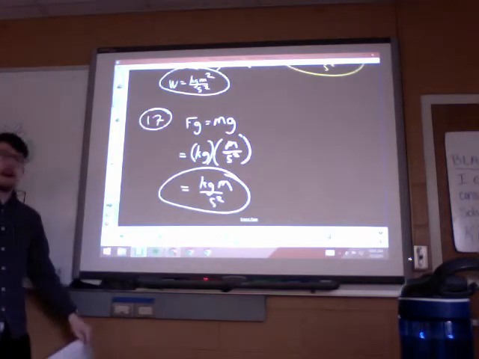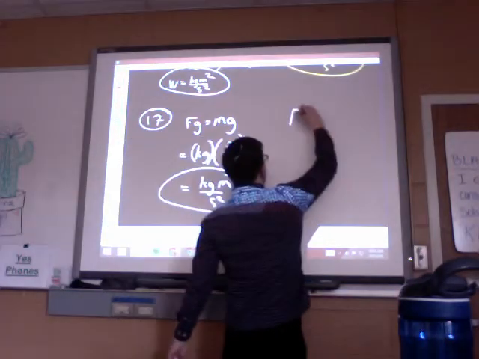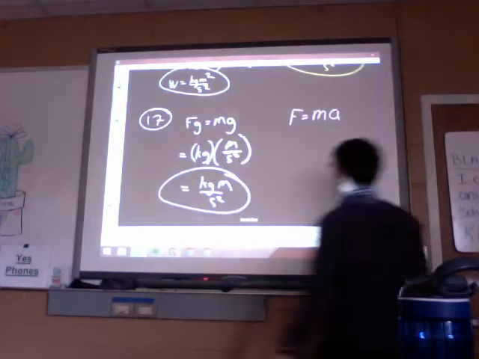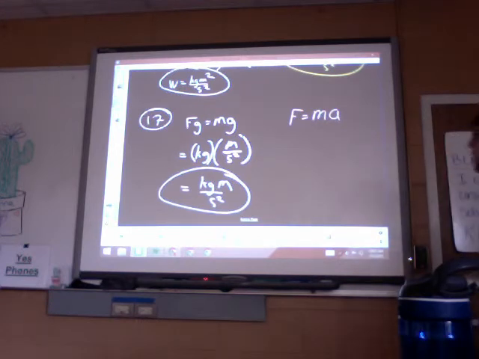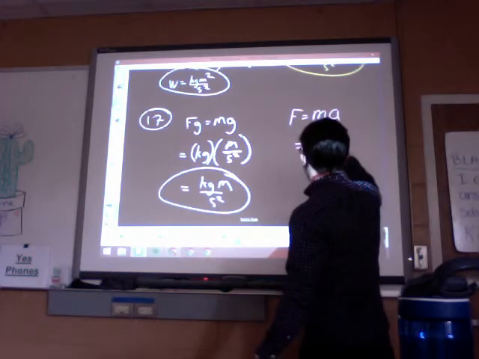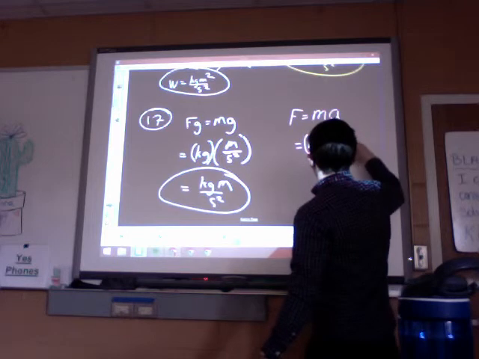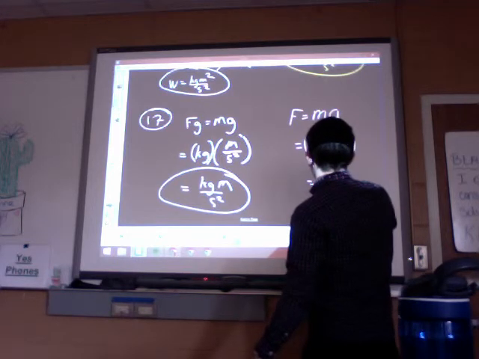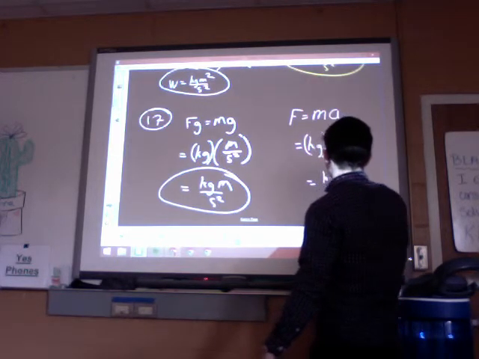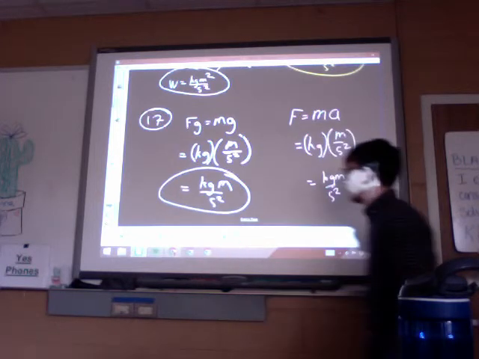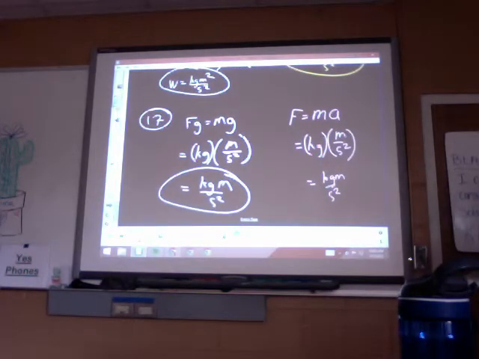Now some of you might not approach it as Tia did. You might go like this. You might say F equals MA. Same thing. Kilograms, meter per second squared. Kilogram meter per second squared. I like this stuff. It's clean.